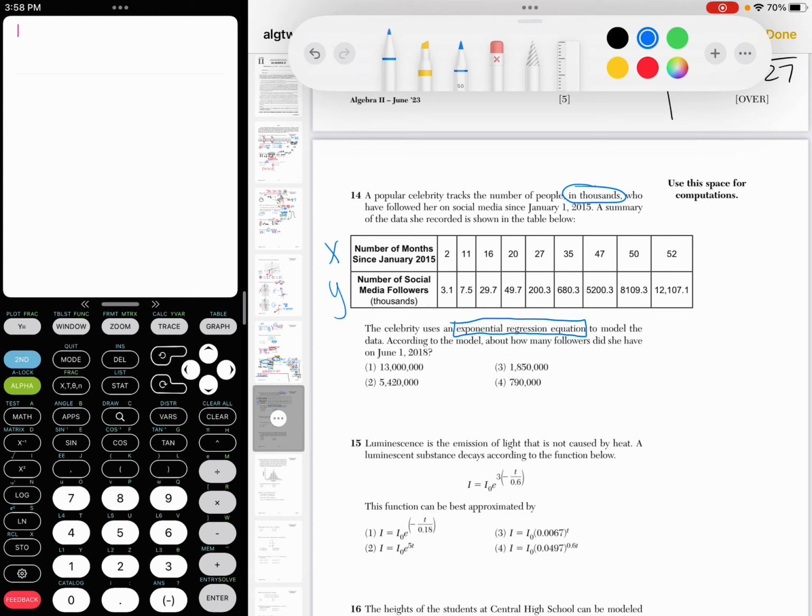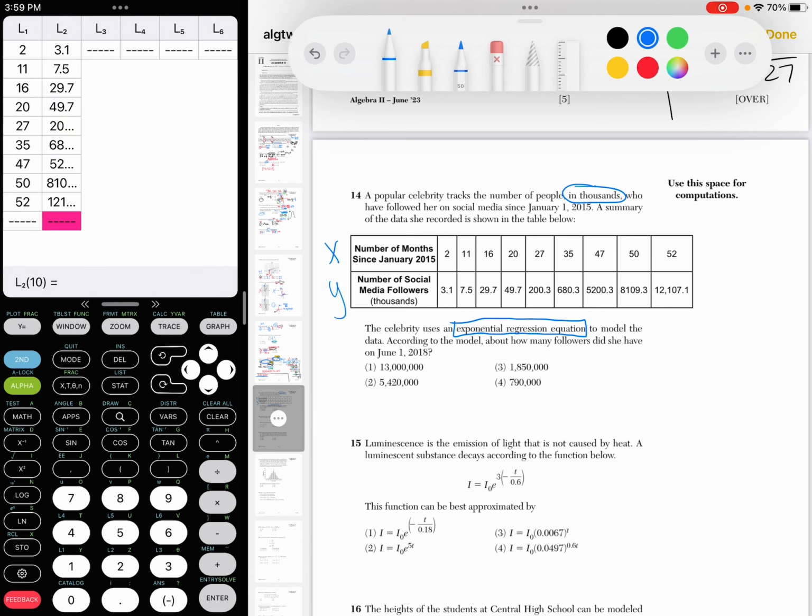So the first button you're going to press to do a regression is stat. I have it highlighted in my calculator right now. It's like in the top middle. Then you have to press edit. So when you press stat edit, you will probably already have numbers in here.